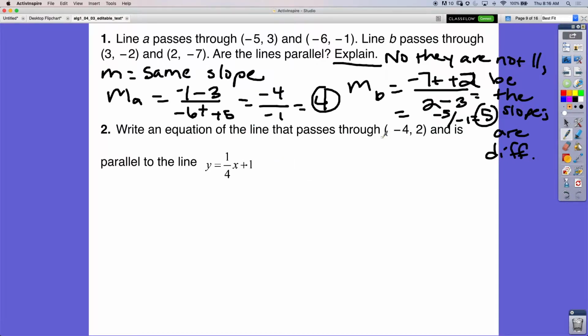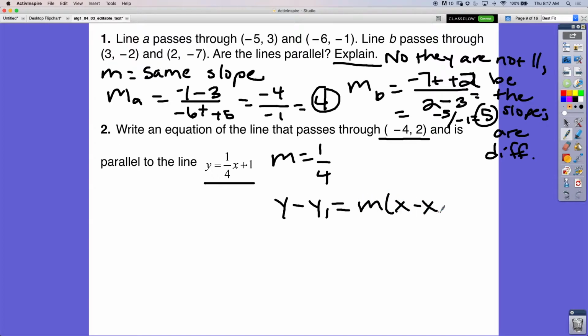Write an equation of a line that passes through this point and is parallel to this line. All right, this line right here, what's the slope? 1/4. Oh, look, I have a point and I have a slope. Let's use point slope form. y minus y1 equals m times x minus x1. Okay, so y minus, what's y1? 2, good. And what's the slope? 1/4 times x minus -4, good. So that changes to plus.